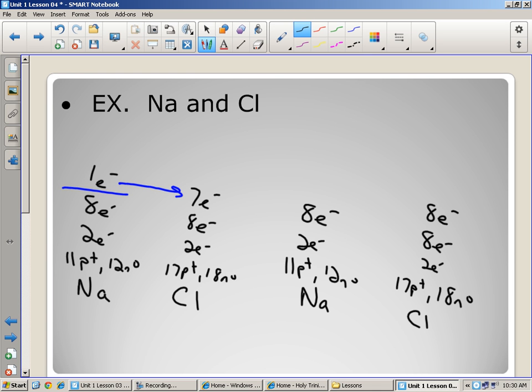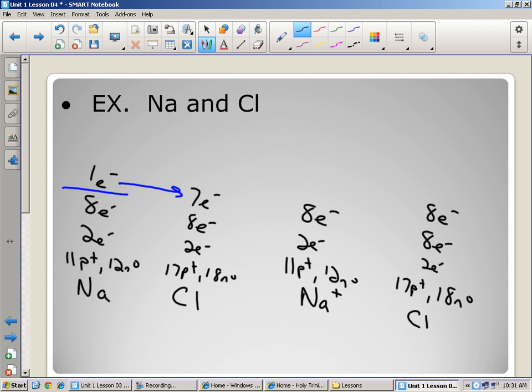But the simple math here, folks, says that if I have 11 positives and only 10 negatives, the overall charge on sodium is what? Yes, positive 1. So we now need to put a positive sign there to represent the fact that it's no longer neutral. It now has a charge. Here we have 17 protons and 18 electrons. So you do the math, get a calculator if you're not sure. 17 positives, 18 negatives.